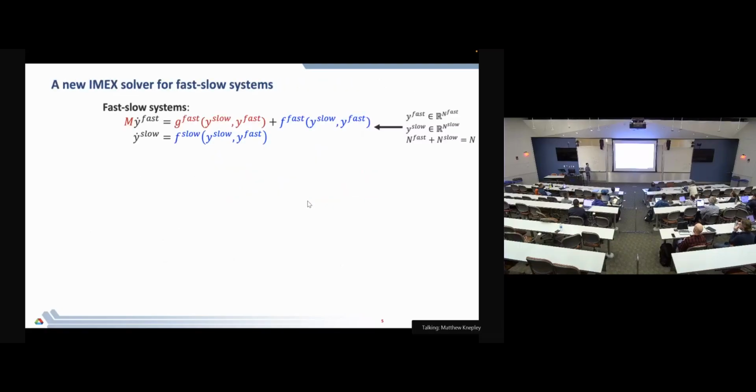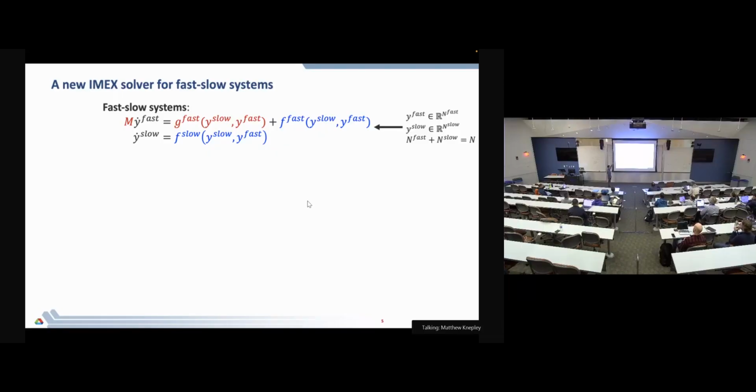So that's the motivation for this work. So we want to develop a new IMEX solver that can solve faster slow systems directly. So here is a general formulation of faster slow systems. We consider the system can be split into fast variables and slow variables.